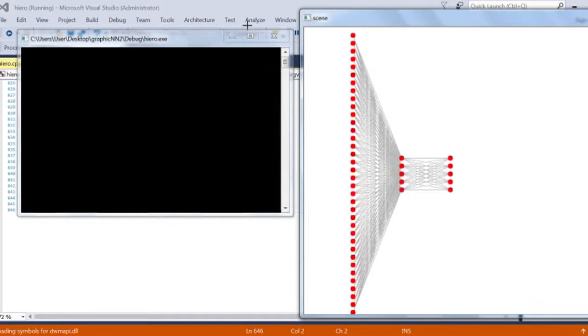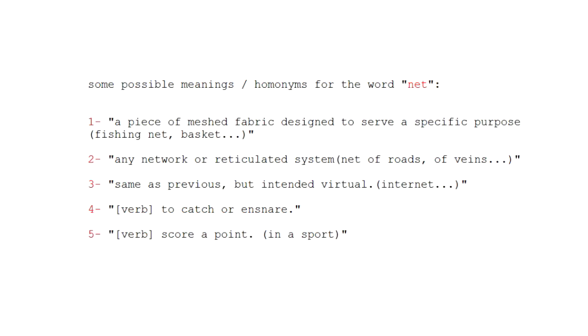The word net has numerous meanings, but we will focus on 5 of them that have a clear difference between each other. 1. A piece of mesh fabric designed to serve a specific purpose. 2. Any network or reticulate system. 3. Same as previous, but intended virtual. 4. Verb, to catch or ensnare. 5. Verb, to score a point.